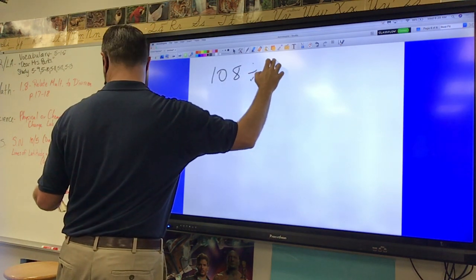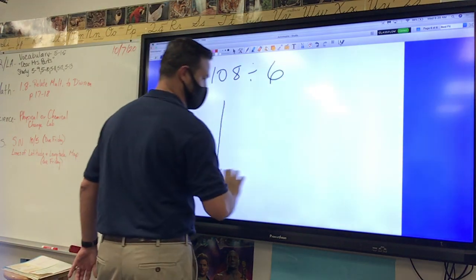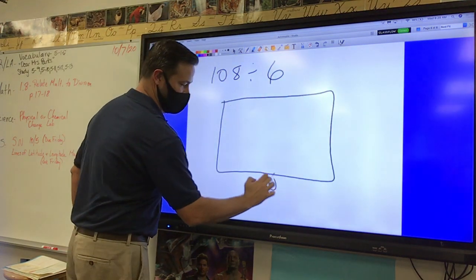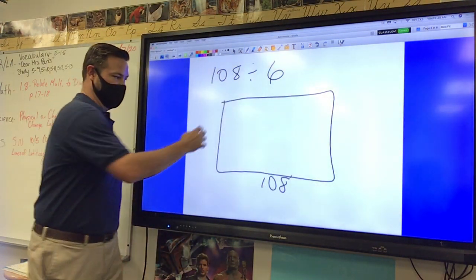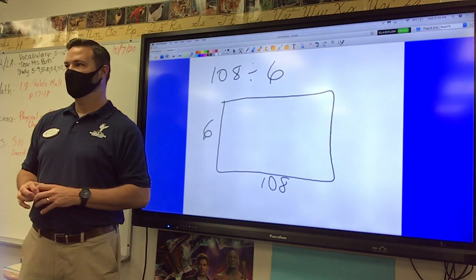108 divided by 6. Again, the whole thing is going to be 108, right? I'm dividing it into 6 rows, right? What's a group of 10?